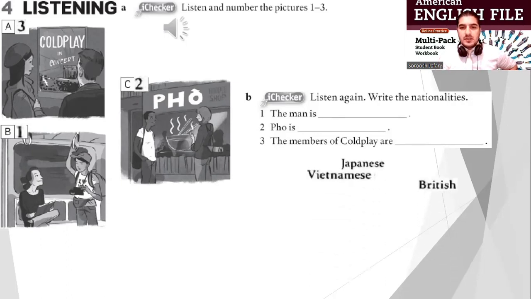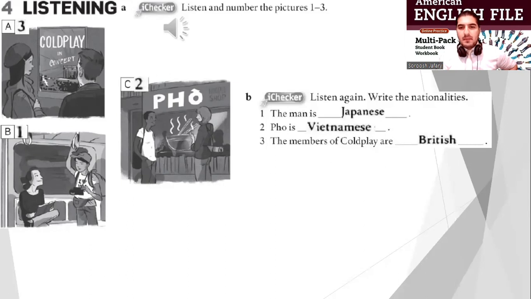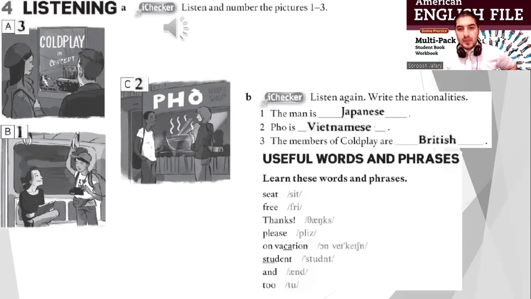Okay, well done. Let's check your answers. Yes, the man is Japanese, pho is Vietnamese, and the members of Coldplay are British. Good. Now, these are some words that you can use. Seat, free, thanks, please, on vacation, student, and, to.